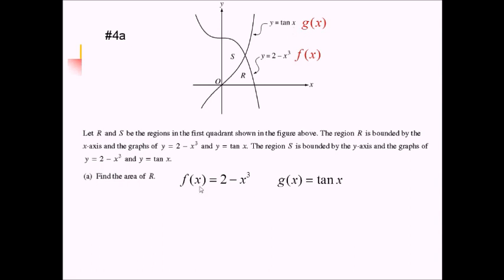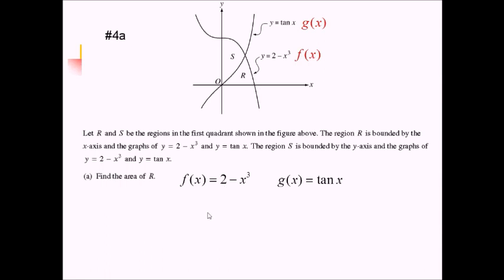Now, in order to find the area of R, if I'm thinking about this in terms of top minus bottom functions, there's actually two top functions across this region. The g function is the top function for a while, and then it hands it off to the f function. So I'm going to need two integrals if I integrate with respect to the x-axis. I'm going to need to know the intersection point of f and g, and also where the f function is hitting the x-axis, because they didn't tell me that.